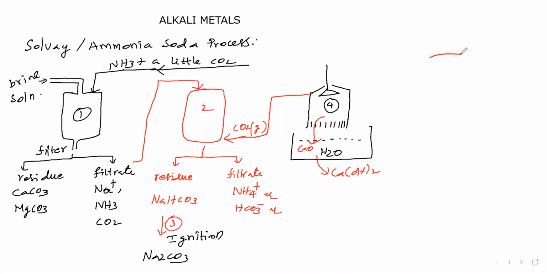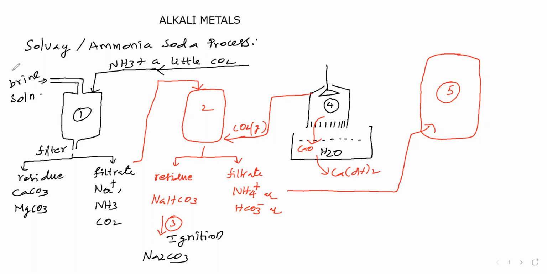Next, here one tower is taken. Now, the filtrate contains ammonium ions and bicarbonate ions, and that is taken into this tower. The brine solution also contains anions, chlorides, sulfates like this. Those anions also will be present. This filtrate, all together, is taken into this place.